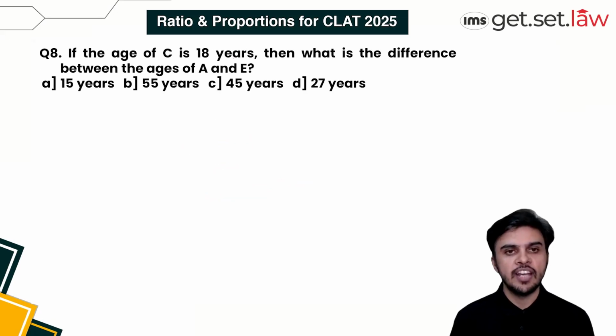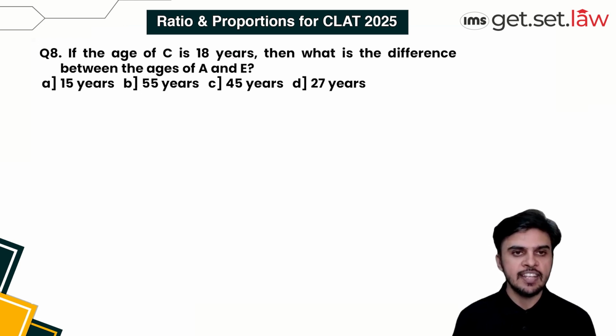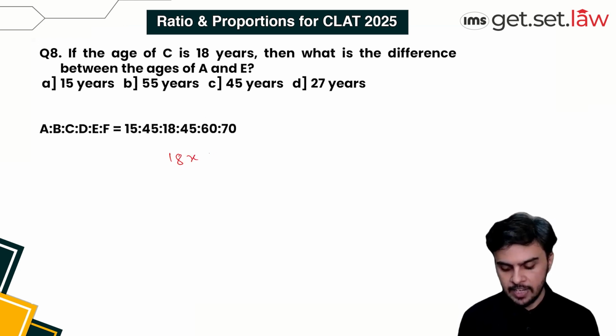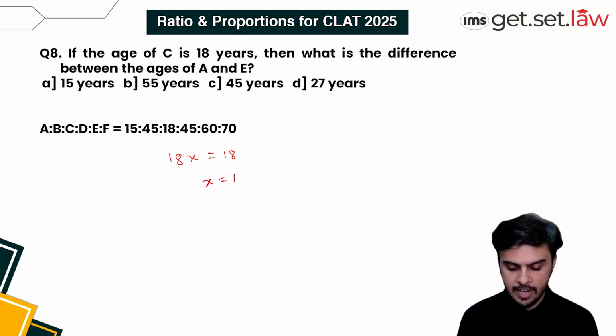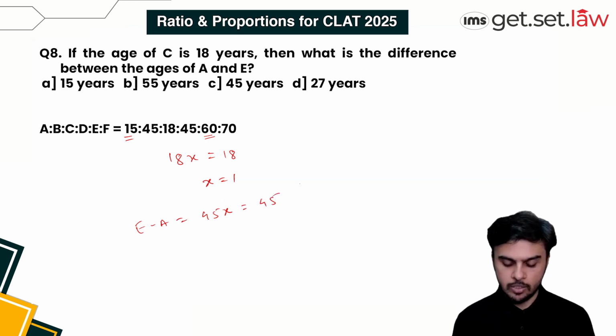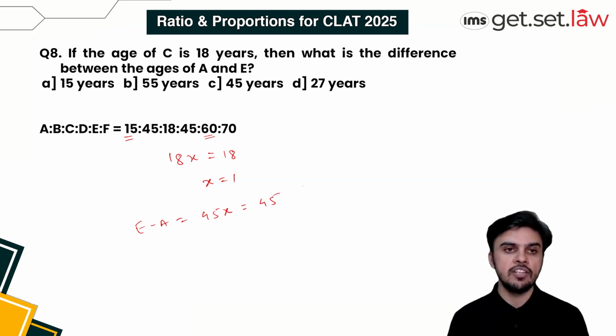Next question. If the age of C is 18 years, then what is the difference between the ages of A and E? We have the ratio. Age of C is 18 years. So 18x equal to 18. x is equal to 1. Difference between A and E: 15x and 60x. Difference is 45x. x is equal to 1. So the required difference is 45 years. The correct answer is option C.